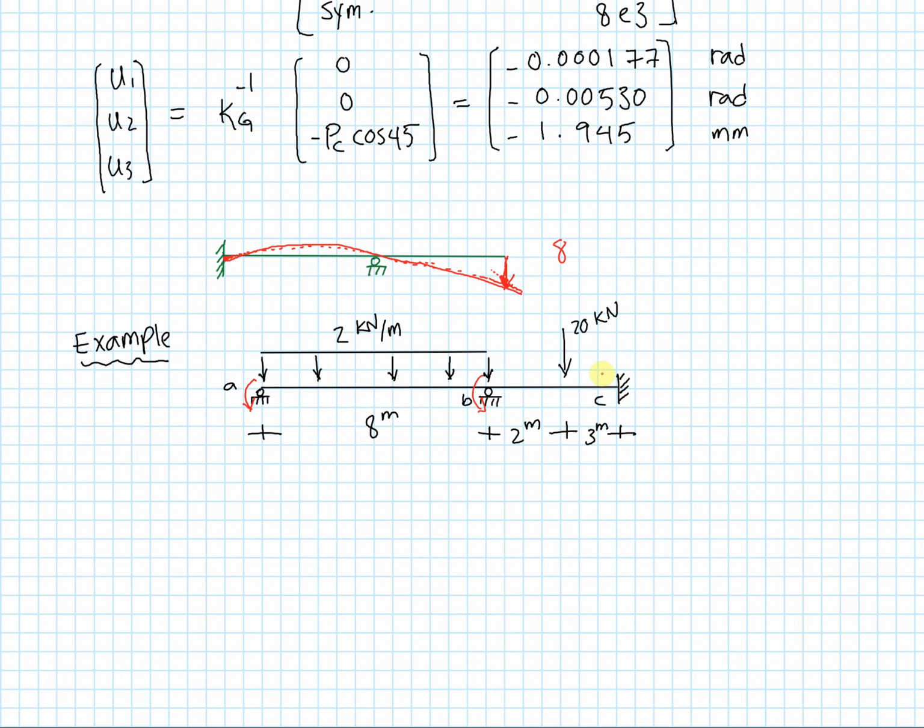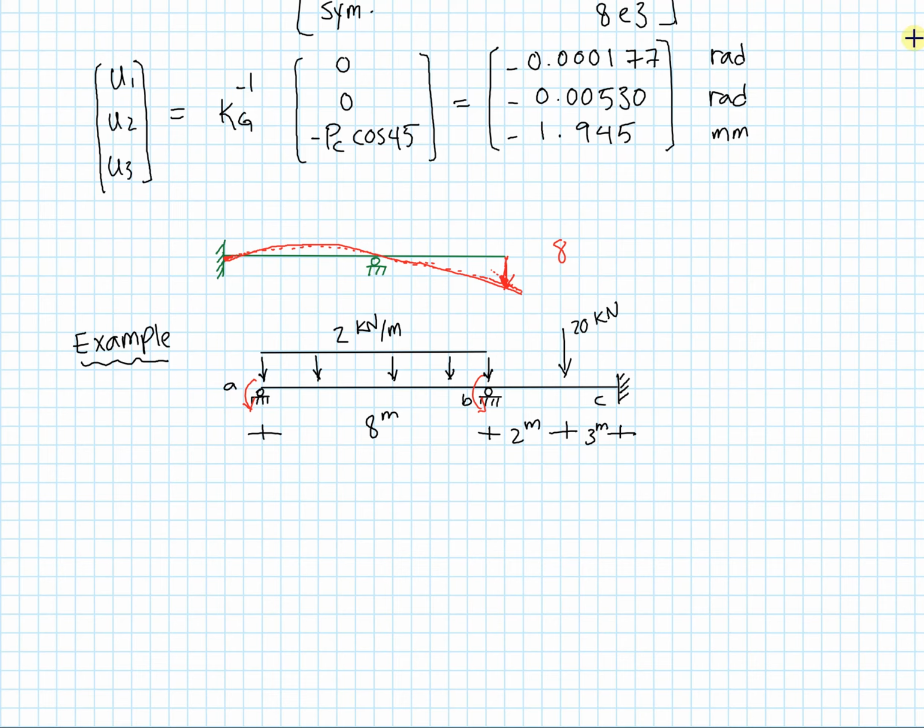So what do we do with a case like this? Anytime we have forces between the nodes of a frame structure like this one, what we have to do is to introduce this idea of fixed end forces and fixed end moments. And that's what we're going to do in a second.